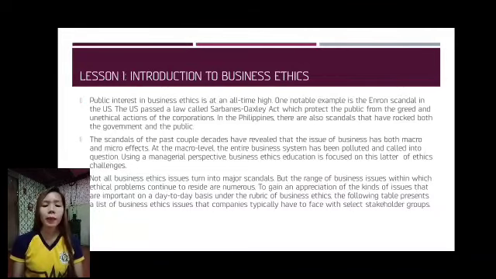The scandals of the past couple decades have revealed that the issue of business ethics has both macro and micro effects. At the macro level, the whole company is affected, while at the micro level, individual companies, managers, and employees still face the continuing onslaught of ethics challenges that occur daily.